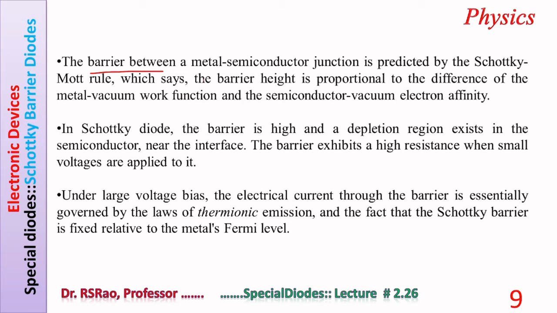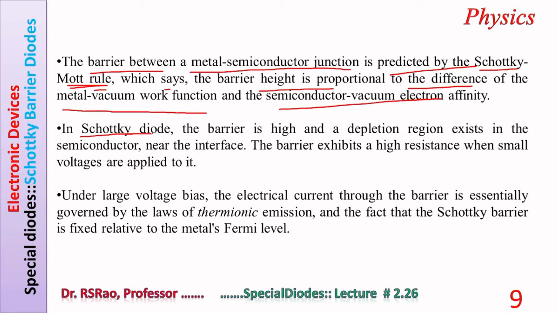The barrier of a metal semiconductor junction is predicted by the Schottky-Mott rule, which says barrier height is proportional to the difference of the metal vacuum work function and semiconductor vacuum electron affinity. So the underlying principle for the formation of SBDs is given by the Schottky-Mott rule.